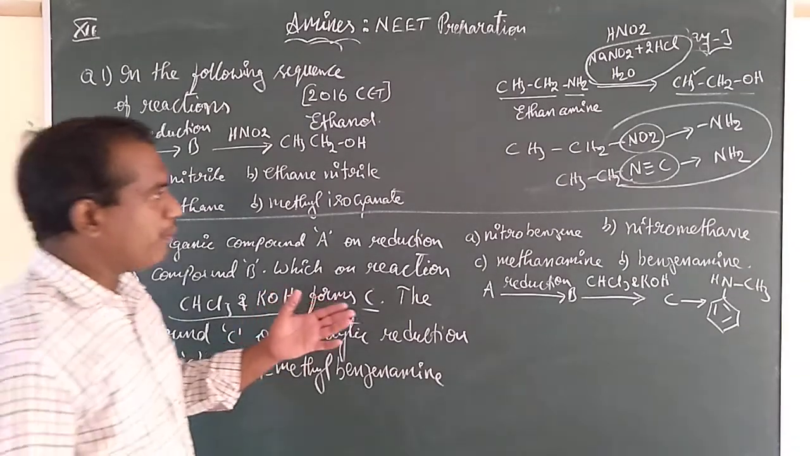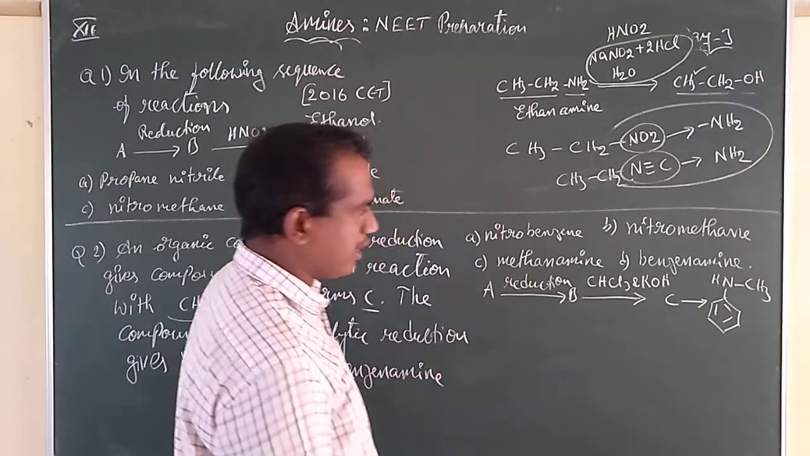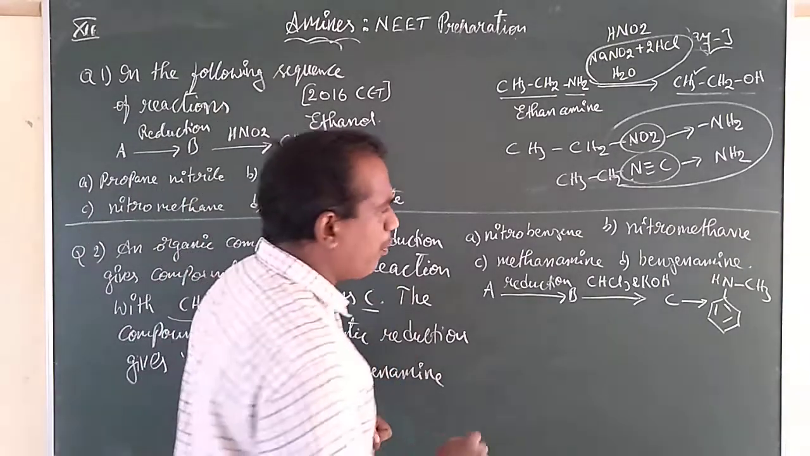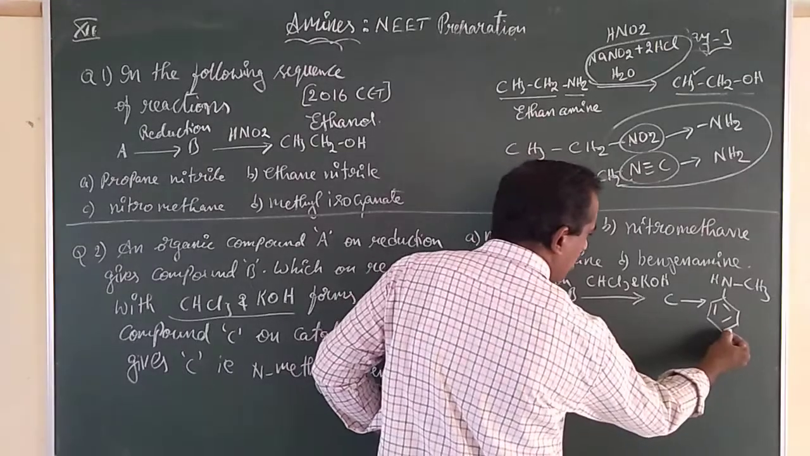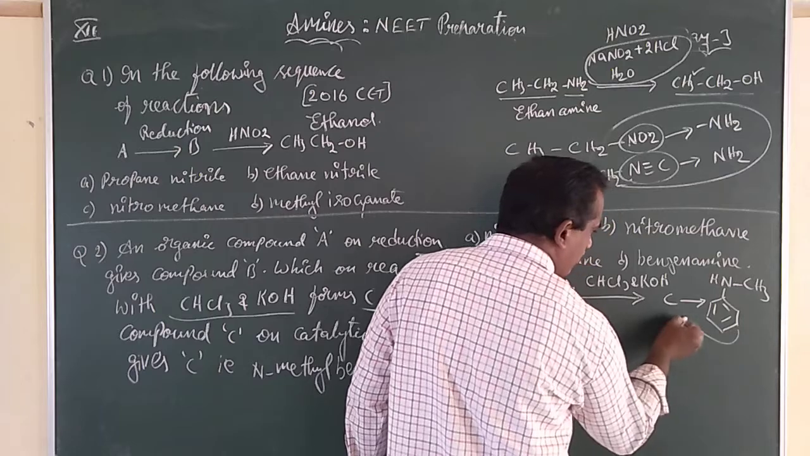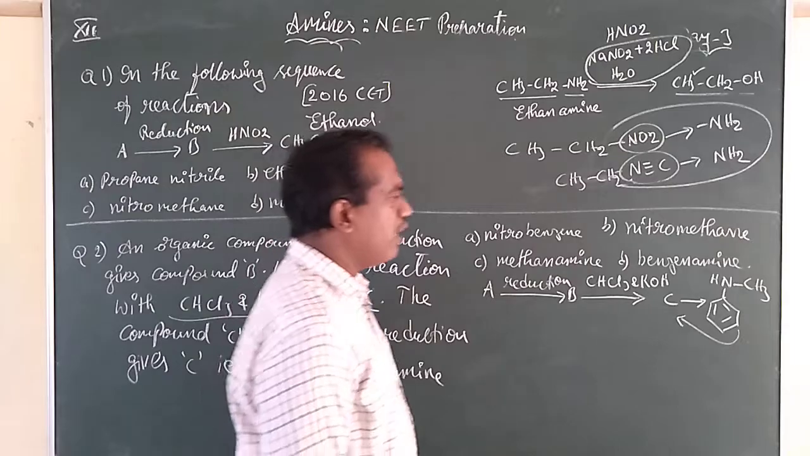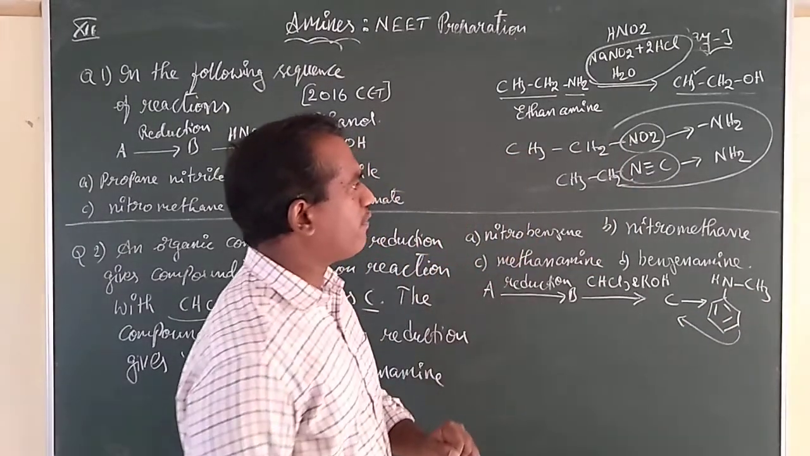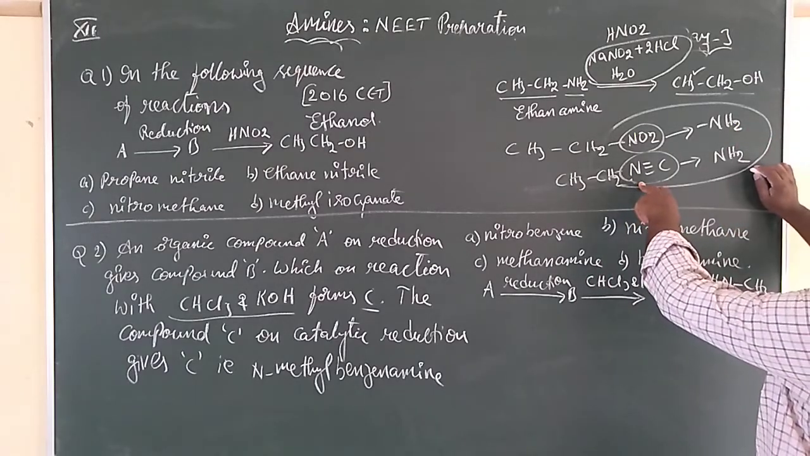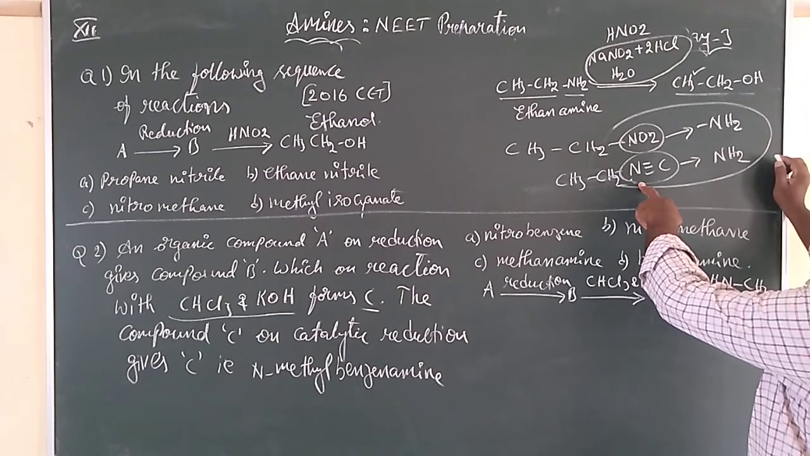Many options are there. Nitrobenzene is there, nitromethane is there, methane amine is there, benzene amine is there. So how to get this one? You can know one point here. Instead of going directly to A, first switch back to the C. C on reduction. We got this product, NHCH3. What is suggested for you?